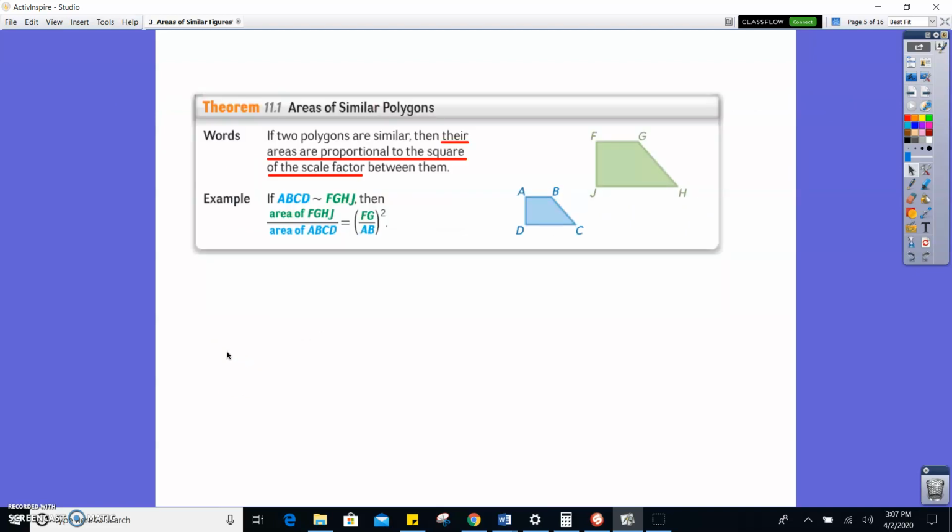So here we come to our first theorem. If two polygons are similar, then their areas are proportional, which means equivalent ratios, to the square of the scale factor between them. So if ABCD is similar to FGHJ, then the ratio of those two areas is equal to the scale factor squared.